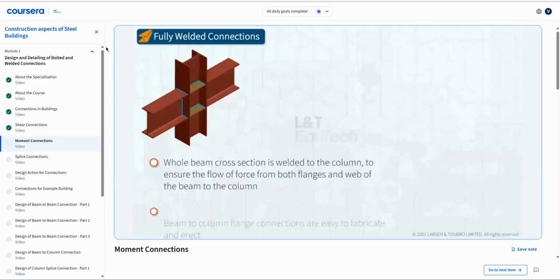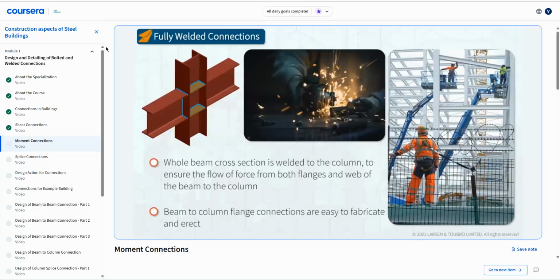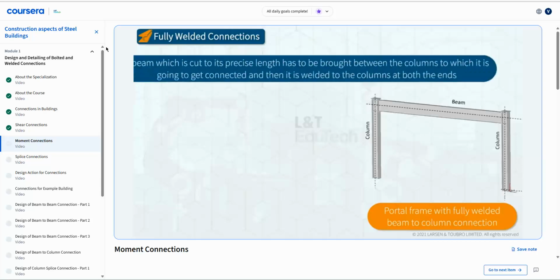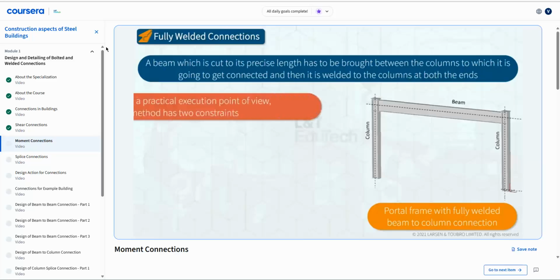In the case of the beam to column flange connections, these connections are easy to fabricate and erect. If you look at the normal erection plan, a beam which is cut to its precise length has to be brought between the columns to which it is going to get connected, and then it is welded to the columns at both ends. However, this method has two constraints from a practical execution point of view.